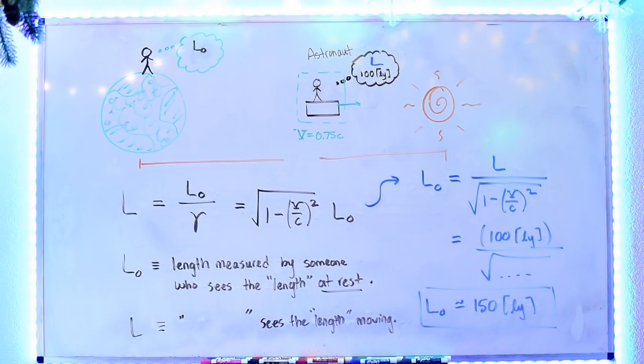Oh, you looked it up. 1 light year equals roughly 9.5 times 10 to the 12th kilometers. Yeah. In other words, that is almost 10 trillion kilometers.